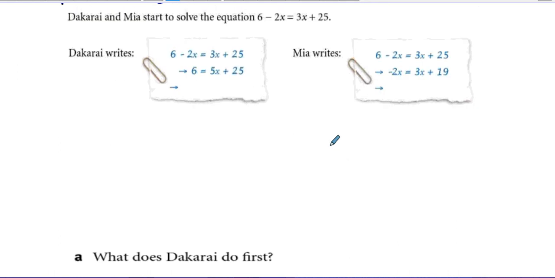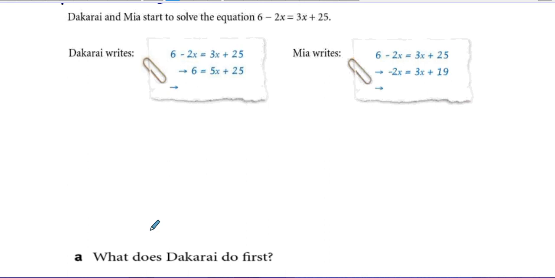Let's go to the next question. Dakarai and Mia start to solve the equation 6 minus 2x equals 3x plus 25. Dakarai writes as follows. 6 minus 2x equals 3x plus 25. Next step is 6 equals 5x plus 25. Okay, so it was 6 here, 6 here, but then there is a 5x.